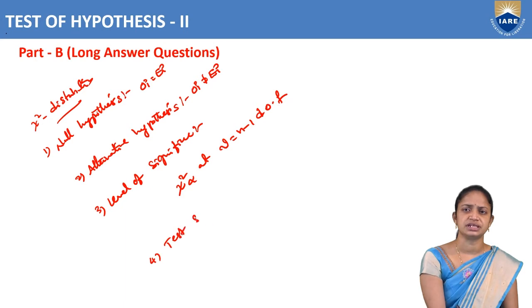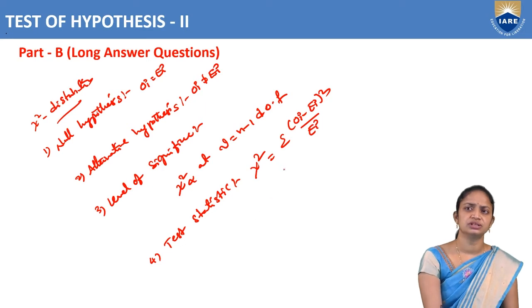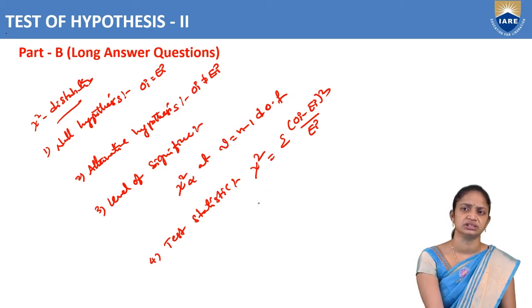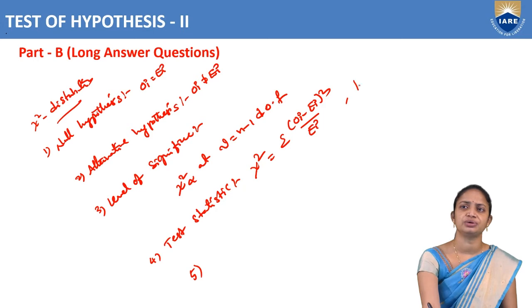Next is the test statistic. In the test statistic, we use chi-square equal to summation of (y minus ei) whole square by ei, where y is the observed frequency and ei is the expected frequency. In the chi-square distribution, the expected frequency has 3 methods. Then we need to calculate the modulus of chi-square, and the last step is the conclusion.